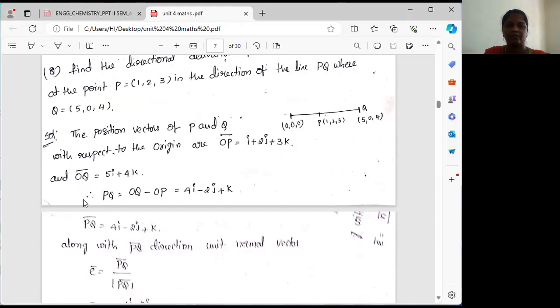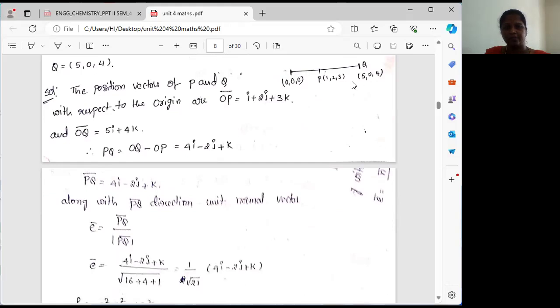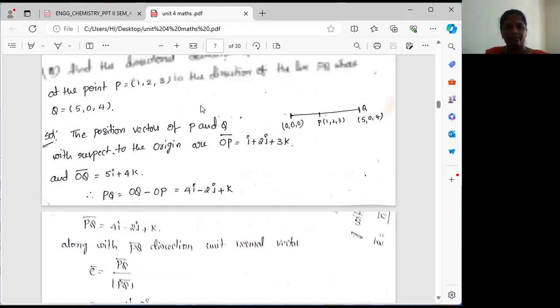So how do we calculate the OP vector? For two points (x1, y1, z1) and (x2, y2, z2), the vector is (x2 minus x1) i plus (y2 minus y1) j plus (z2 minus z1) k. Here the OP vector is 1 minus 0 into i, 2 minus 0 into j, 3 minus 0 into k, so i plus 2j plus 3k. Similarly, the OQ vector is 5i plus 4k.